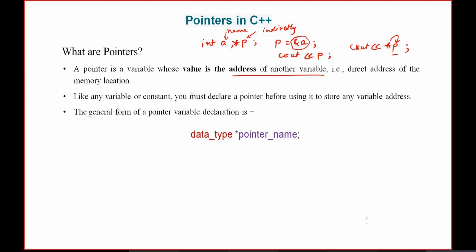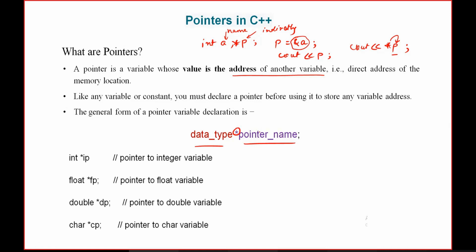So the general syntax for having any pointer is the data type, obviously, then the pointer name preceded by an asterisk sign. And we can have different types of pointers: an integer pointer, float pointer, double pointer, character pointer, n number of pointers.